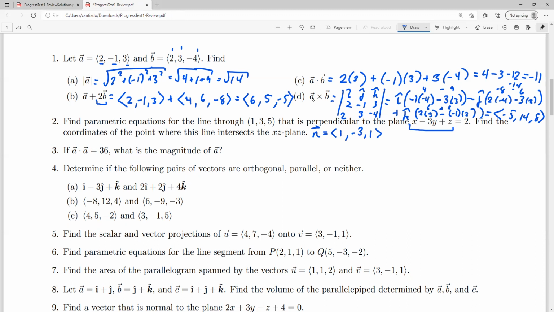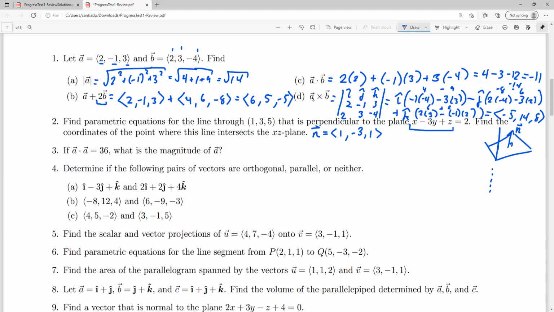Now, you might be asking, why do we need this? Well, if we're trying to find a line that is perpendicular to a plane, if we think of it graphically, we have this plane, we have this as the normal vector. Well, we want a line that is also perpendicular to the plane. So we want a line, let's just say the line is like this. We want a line that is parallel to the normal vector. Or in other words, we want a line in the same direction as the normal vector.